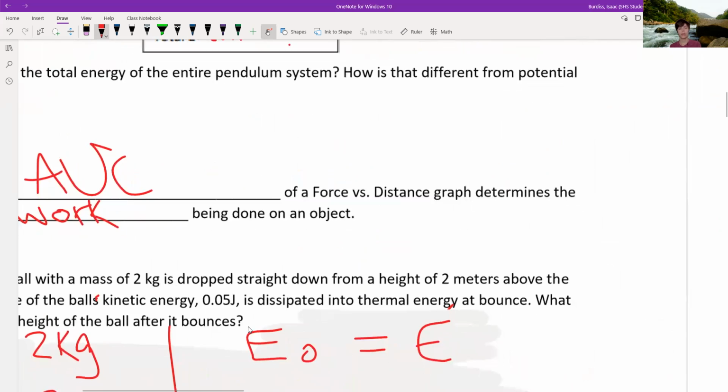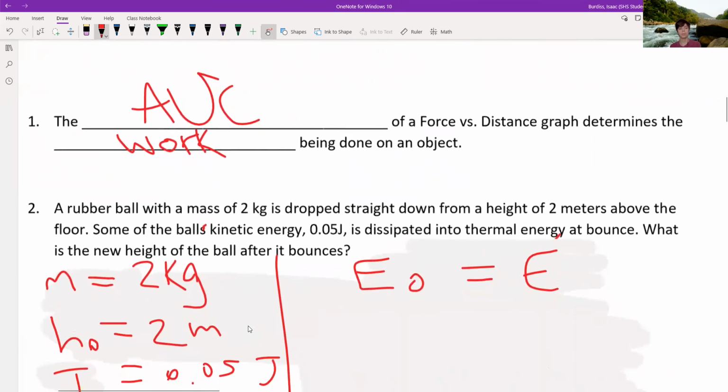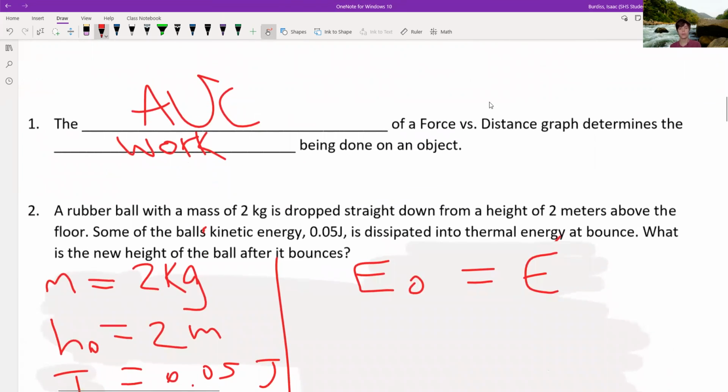So for this, you use the area under the curve of a force versus distance graph to determine the work. Think about it. Force times distance, that means force on the y, distance on the x. Work is force times distance, and the slope would be force divided by distance. So the area under the curve would be force times distance.